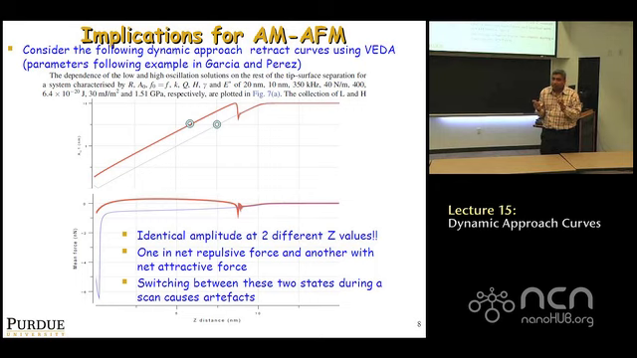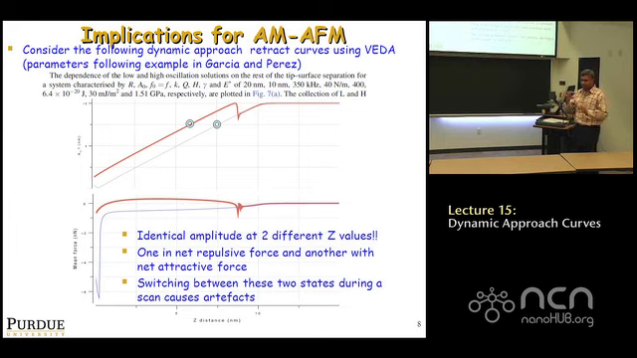And your controller is a little dumb, right? The controller simply knows, or is asked, to keep the amplitude constant. It's not intelligent enough to recognize that one is a net attractive and one is a repulsive state. So here's the big problem in tapping mode in air. The problem is that as you're scanning the sample, if during a scan you switch from one state to the other, and it can happen because the controller, all it sees is the amplitude.